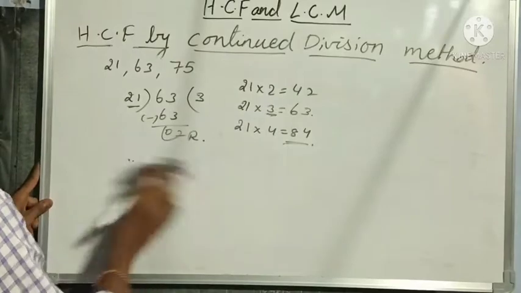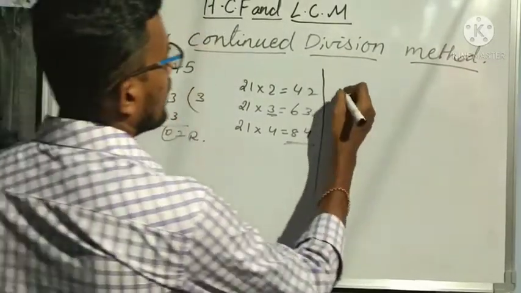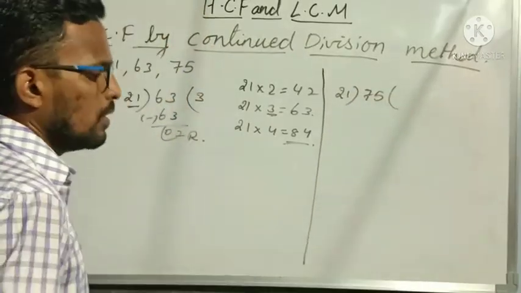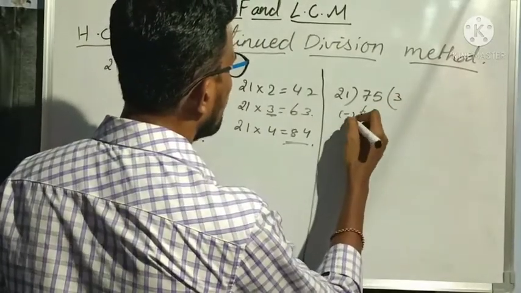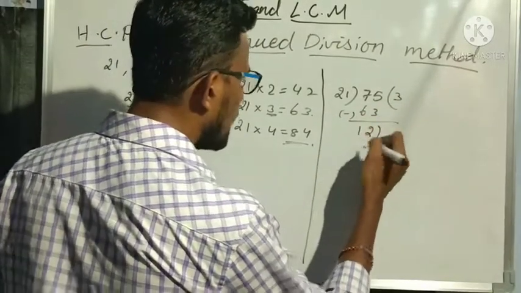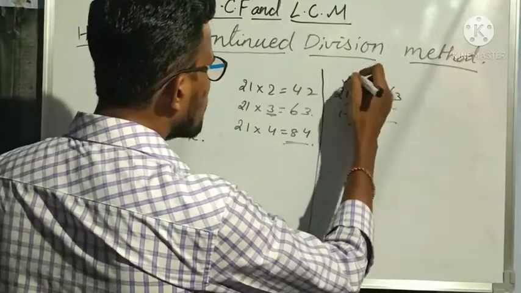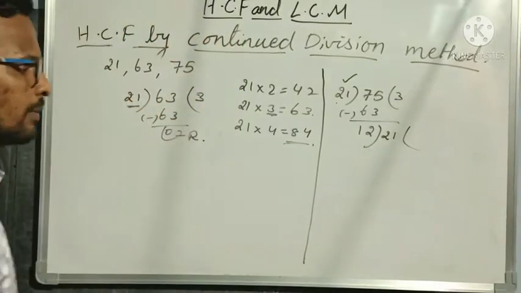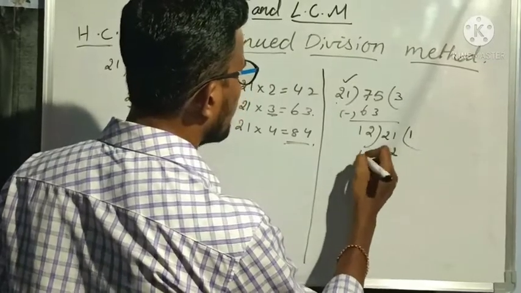Here not possible for me to complete the table, I mean to complete the division. That's why I am doing here beside. Once again 21 with 75. So 21 3s 63. So here 12 is the remainder. So when the 12 we are getting here, then what you have to do means take this divisor as the dividend here. So 12 with 21. So not possible. 12 2s 24. So 12 once 12 again.